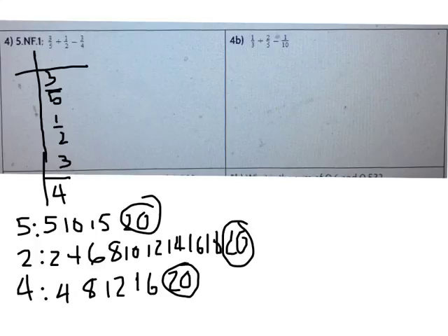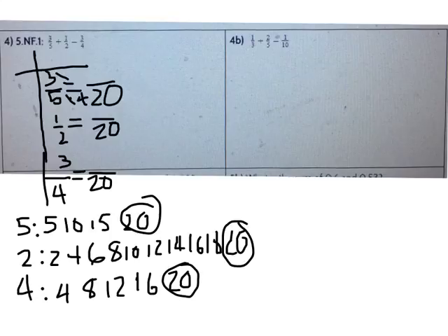It's 20. Now I need to change all of the fractions so that the denominator is 20. When I change 3/5 so that the denominator is 20, what's the new numerator? Well, 5 times 4 is 20. 3 times 4 is 12. When I change 1/2 so that the denominator is 20, what's the new numerator? Well, 2 times 10 is 20. 1 times 10 is 10.